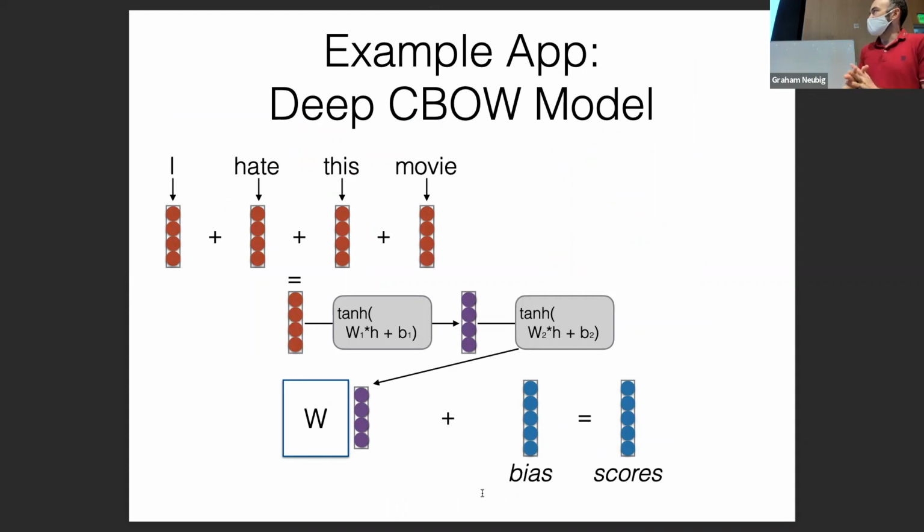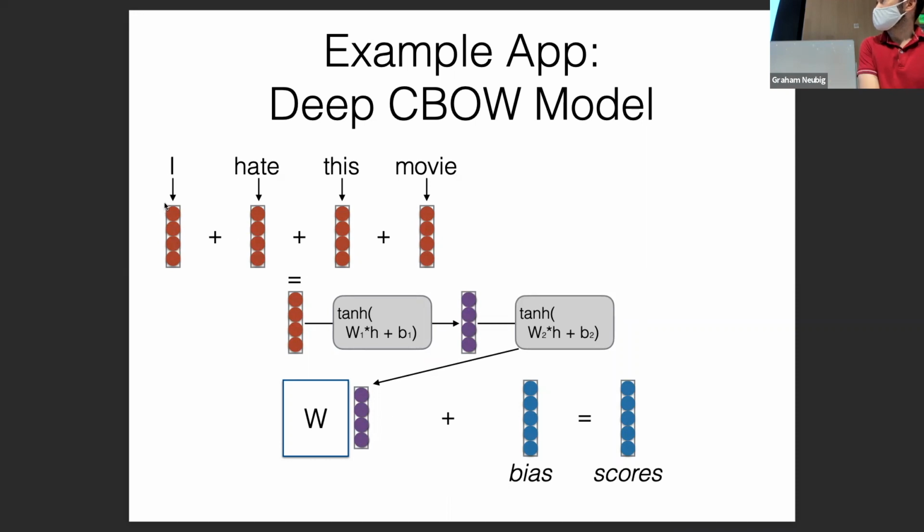As an example app, I'm not going to do language modeling because language modeling is a little bit slow to train. Instead, we're going to do something like the bag of words classifier, but it's going to be a little bit more complicated than the bag of words classifier. Specifically, it's a deep continuous bag of words model.